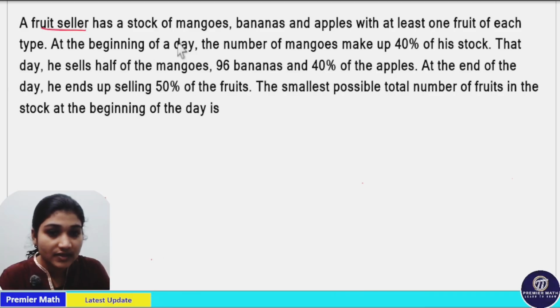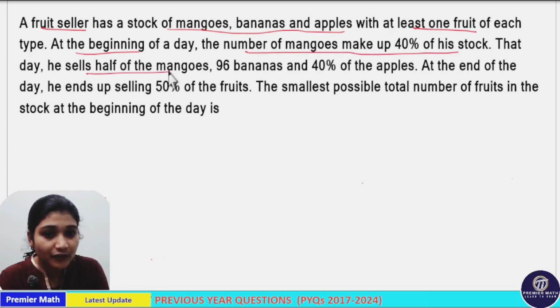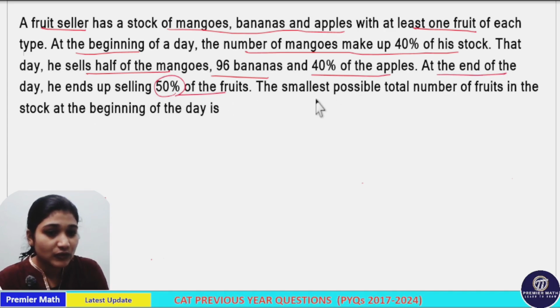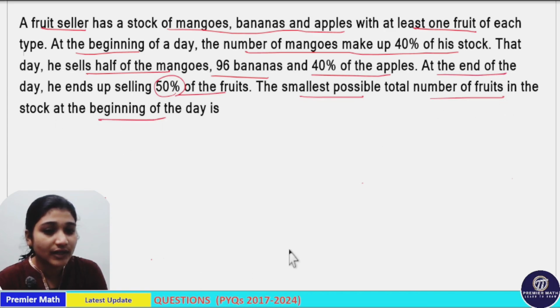A fruit seller has a stock of mangoes, bananas and apples with at least one fruit of each type. At the beginning of a day, the number of mangoes makes up 40% of his stock. That day, he sells half of the mangoes, 96 bananas and 40% of the apples. At the end of the day, he ends up selling 50% of the fruits. The smallest possible total number of fruits in the stock at the beginning of the day is.